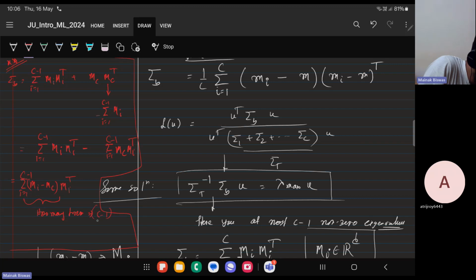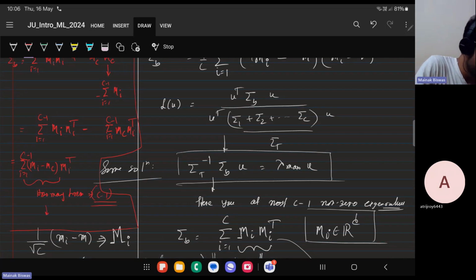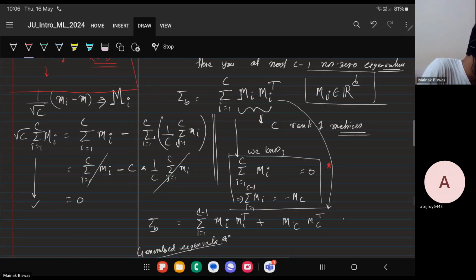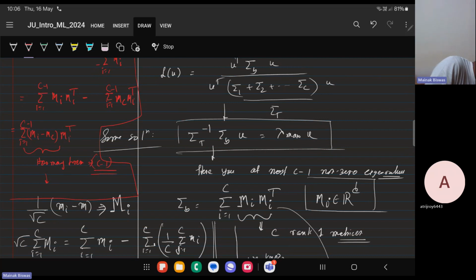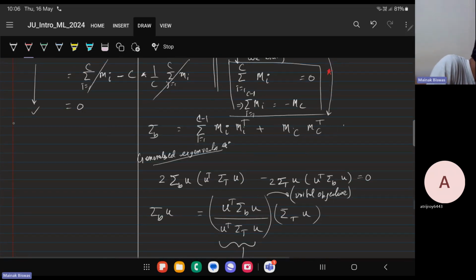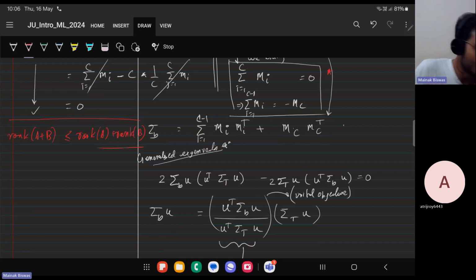C minus 1 terms. So if you have C minus 1 terms, again recall, the rank of sigma B has to be less than or equal to C minus 1. Why? Recall, the rank of A plus B is less than or equal to the sum of individual ranks. We have proved this in linear algebra. Yes or no? Two matrices, the rank of the sum is less than or equal to the sum of the individual ranks.